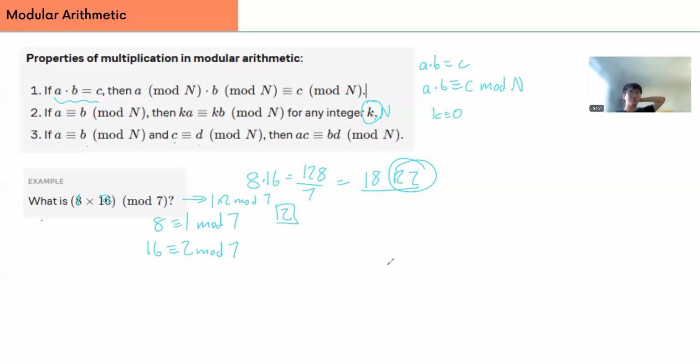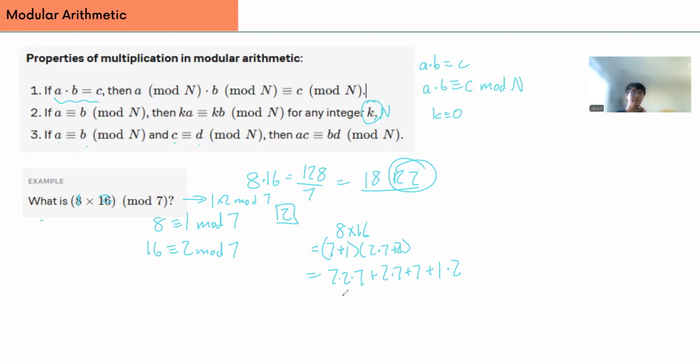So the reason why this works is something like this, right? We know that 8 is 1 mod 7. So what this tells us is 8 times 16, we just split it up into 7 plus 1, and then 2 times 7 plus 1, right? And then if you FOIL this out, expand this out, you get 7 times 2 times 7 plus 2 times 7 plus 7 plus 1, right? Which is 1 times 1 over here. Or it should be a 2 times 2, right?